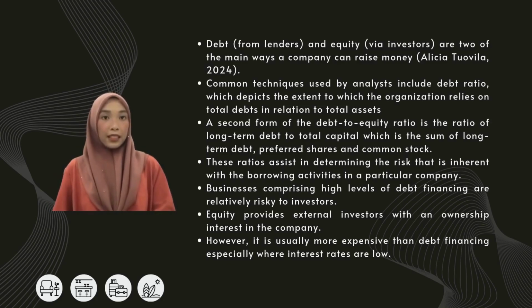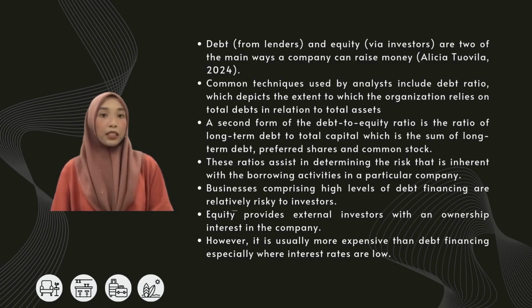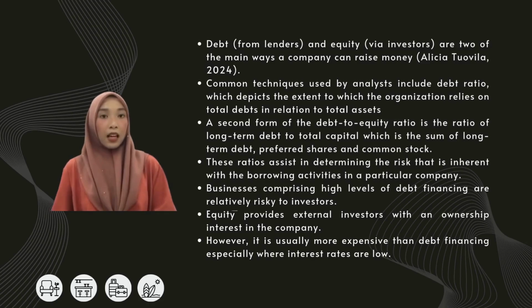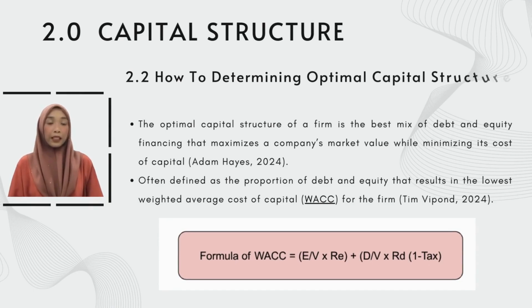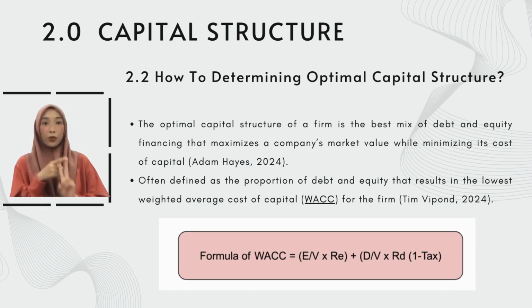Equity provides external investors with an ownership interest in the company. However, it is usually more expensive than debt financing, especially where the interest rates are low. The next part is how to determine the optimal capital structure. The optimal capital structure of a firm is the best mix of debt and equity financing that maximizes the market value while minimizing its cost of capital.